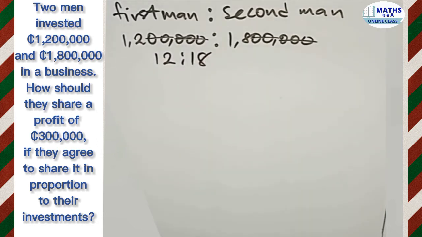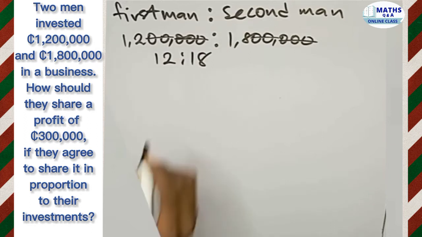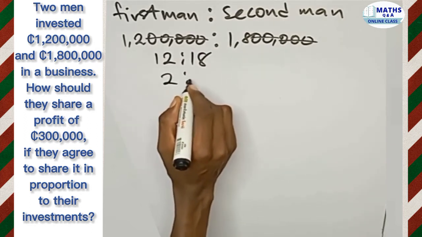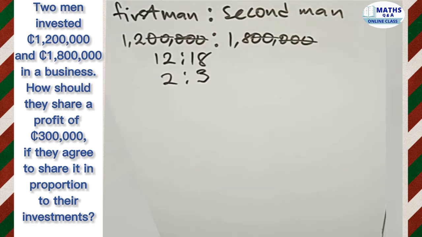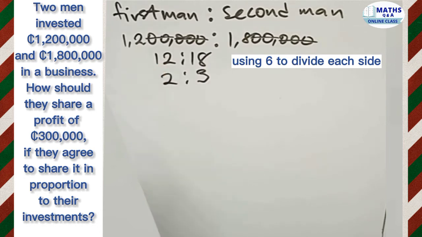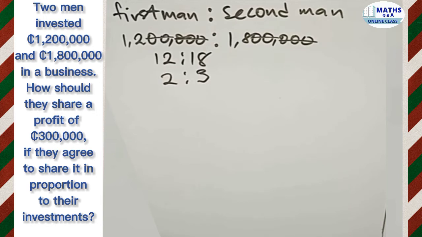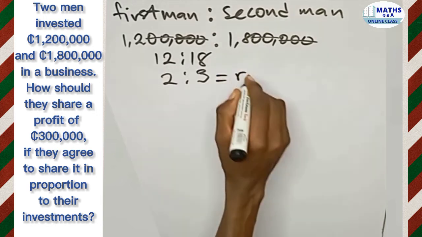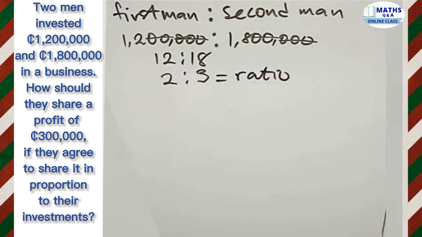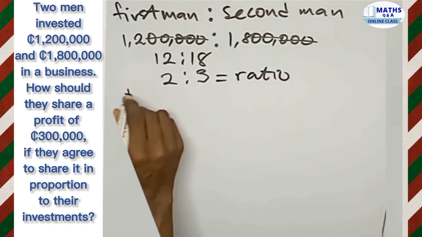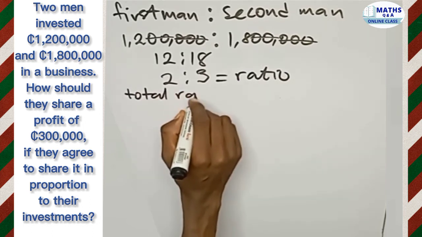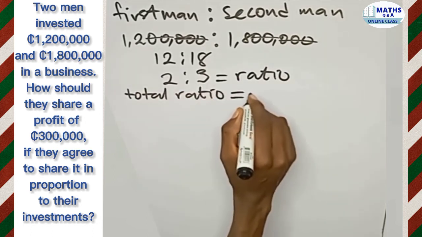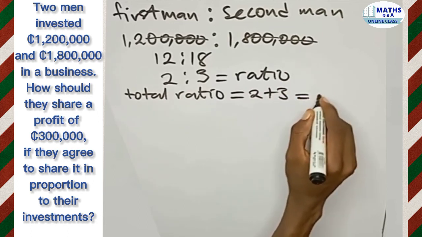12:18. We can further simplify the ratio, and that will give us 2:3. Why? Because 6 divides 12 2 times, 6 divides 18 3 times. So this will serve as the ratio. Great. Now let's find the total ratio. Total ratio will be equal to 2 plus 3, and that will give us 5.